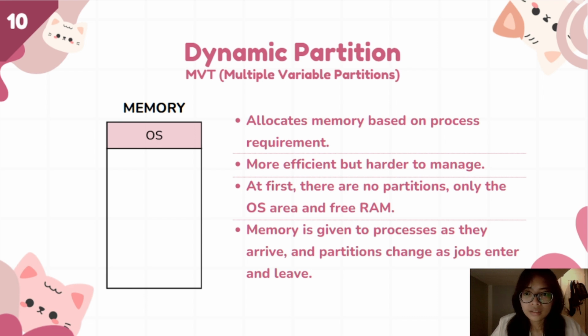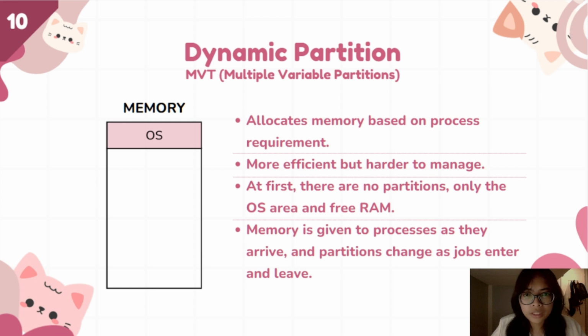So memory is given to processes as they arrive and partitions change as jobs enter and leave. When a process is finished, it will be gone and give free space for other processes. So let's see how dynamic partitioning works step by step. At the start, as you can see here in our presentation, the memory is divided into two parts, for your OS and for the user.